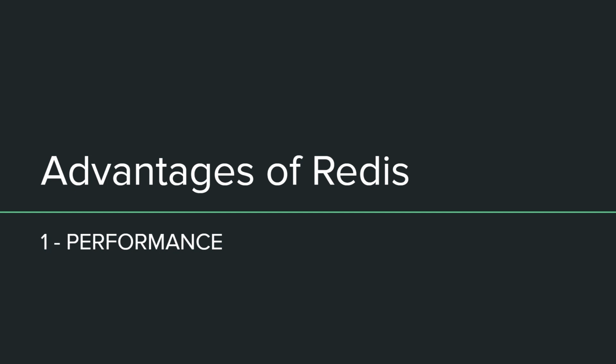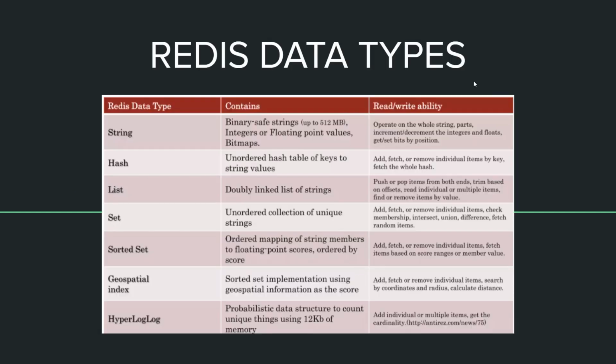Second, flexibility, or flexible data types. Unlike other key-value data stores that offer limited data structures, Redis has a wide variety of data structures to suit the needs of your applications. Here are some basic data types for Redis: string, hash, list, set.